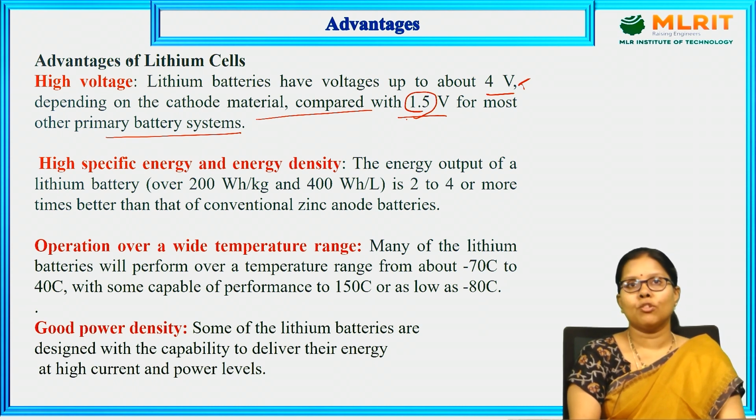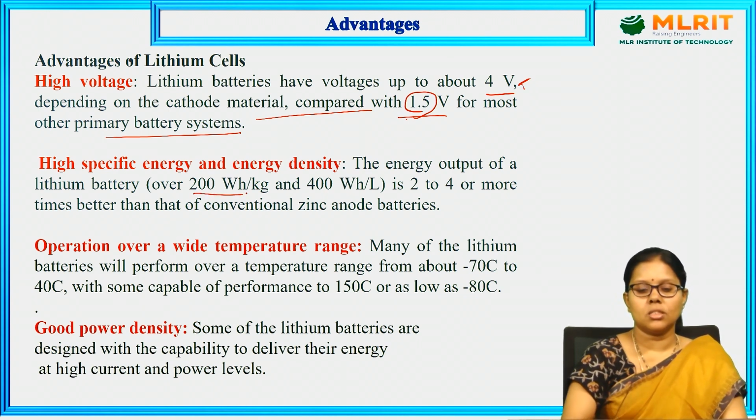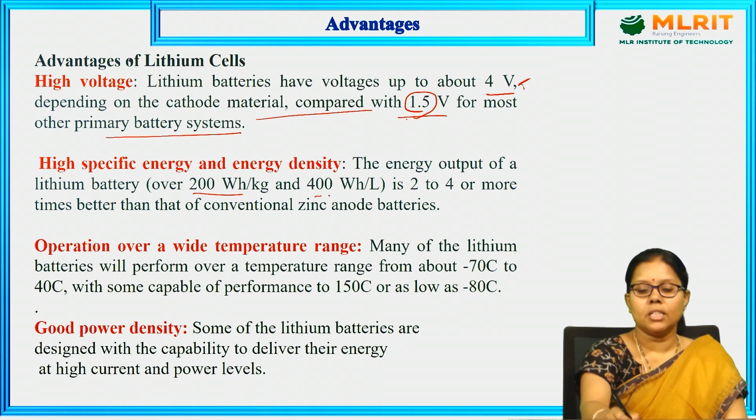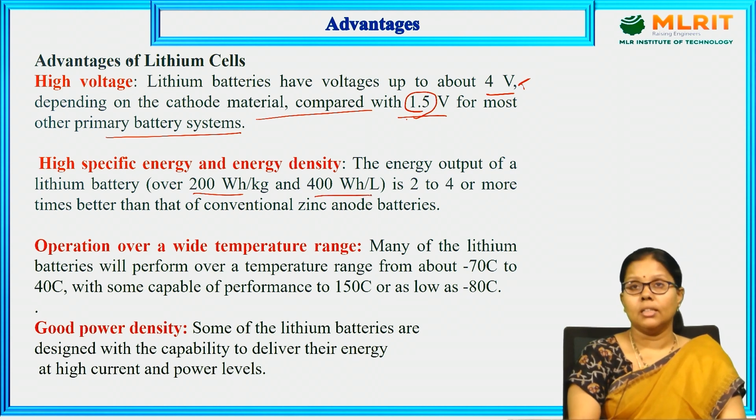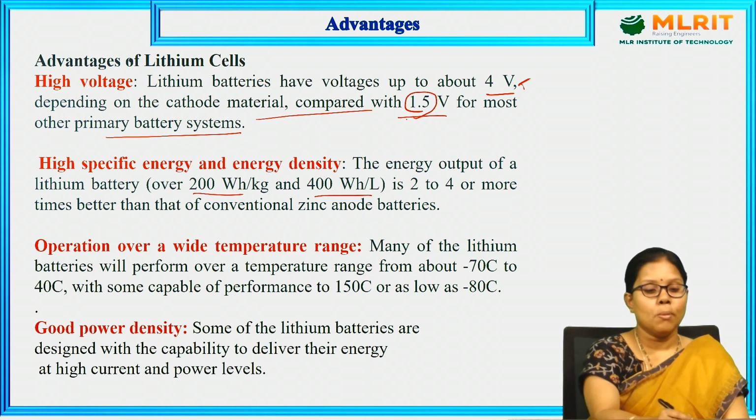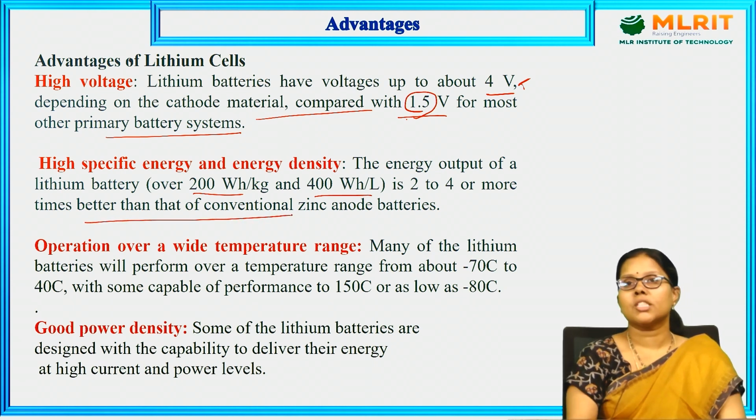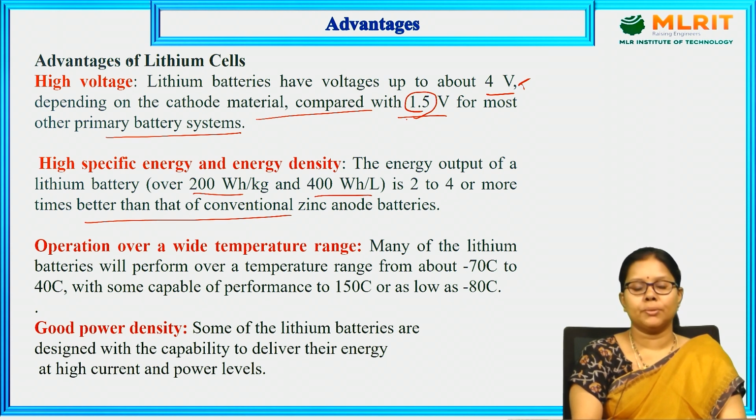The next advantage is the energy output of a lithium battery: over 1 kg is 200 watt hours, and per 1 liter is 400 watt hours. The density is high, 2 to 4 times better than the conventional zinc-acid batteries. When compared with the zinc-acid batteries, it is 2 to 4 times higher in energy density. So its long life has been increased.